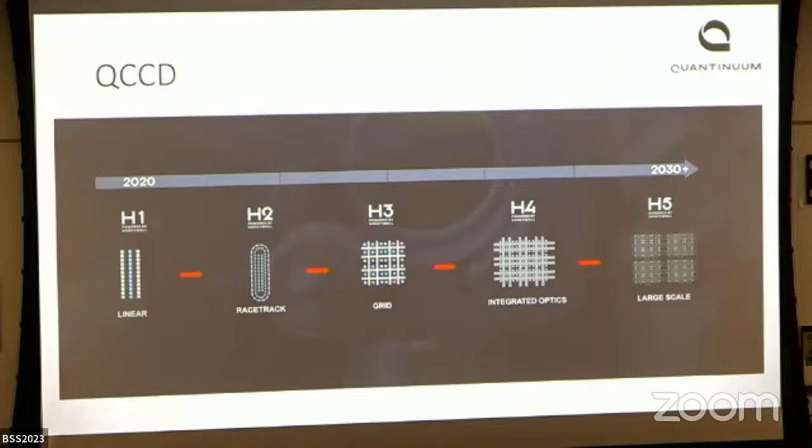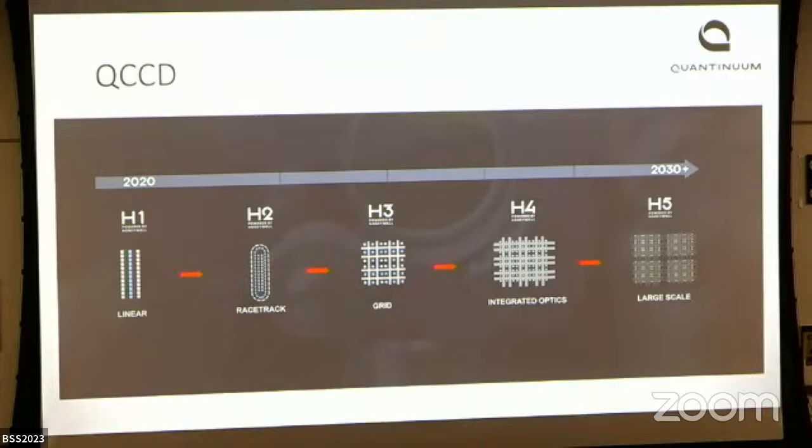Okay. And so now not only can you move them in the linear fashion, but you can also turn the corners and rearrange them that way. This provides a little bit more efficiency in the ion rearrangement if I need to get a gate between the 2 that are furthest apart from each other, right? And the idea is that you can continue to extend this to something like a 2D grid.